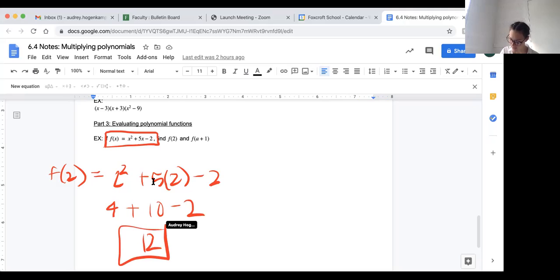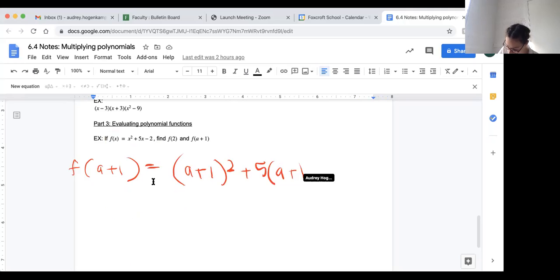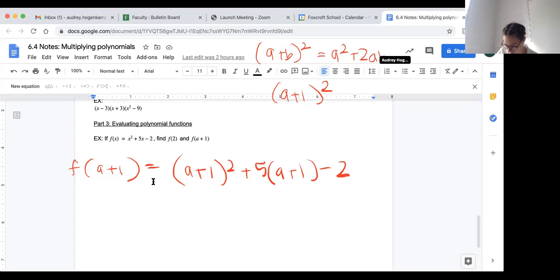A different sort of case for these is if we were asked to evaluate something like f of a plus 1. But this follows the exact same idea, right? So every time we see an x, now we're just going to have an a plus 1. So we'll have a plus 1 quantity squared plus 5 times a plus 1 minus 2. Okay, so a plus 1 quantity squared is the same thing as when we had a plus b quantity squared, which equals a squared plus 2ab plus b squared.